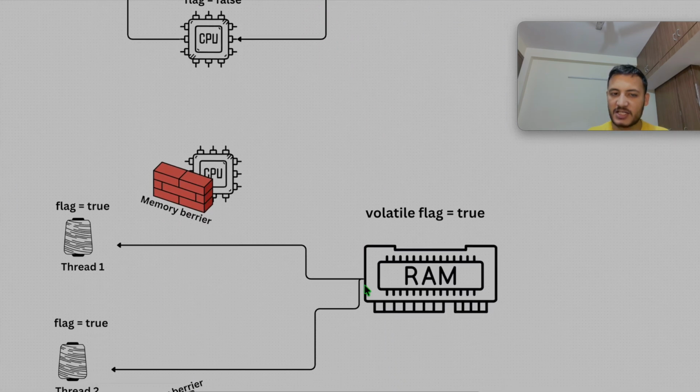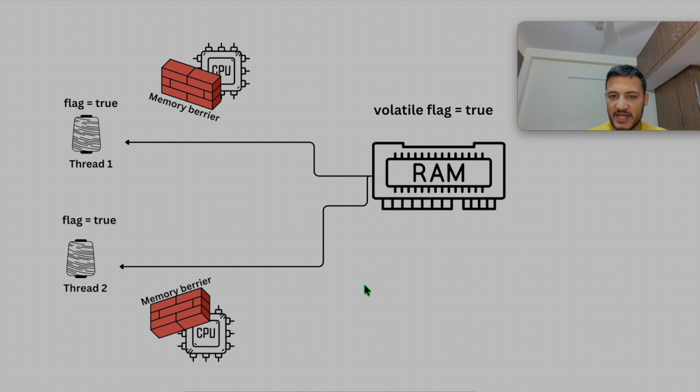What volatile does is it introduces a memory barrier. With memory barriers, threads are forced to read the value from main memory instead of the CPU cache. So if thread 1 updates the value of flag to true, it will be synced directly to the main memory, and thread 2 will directly read from the main memory. So they both will be referring to the updated copy of the flag.